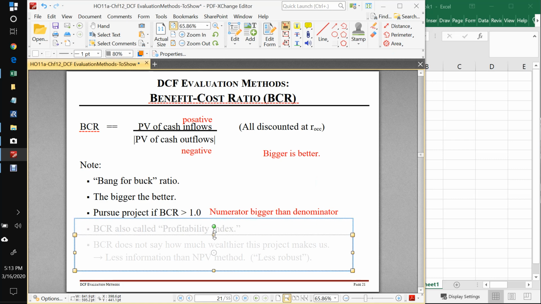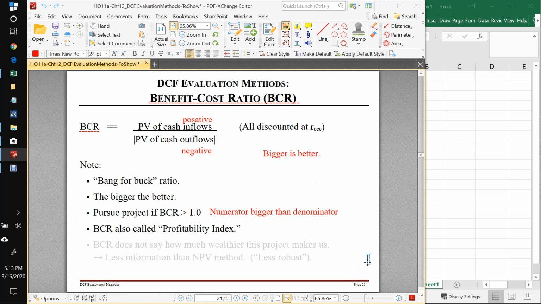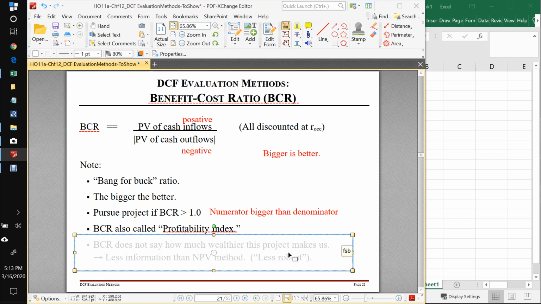Okay. Another thing you should know about the BCR ratio method is that some textbooks call it a profitability index. It means exactly the same thing. They'll just call it profitability index. Depends on the textbook. Some articles will call it a BCR, some articles will call it profitability index. It means exactly the same thing.